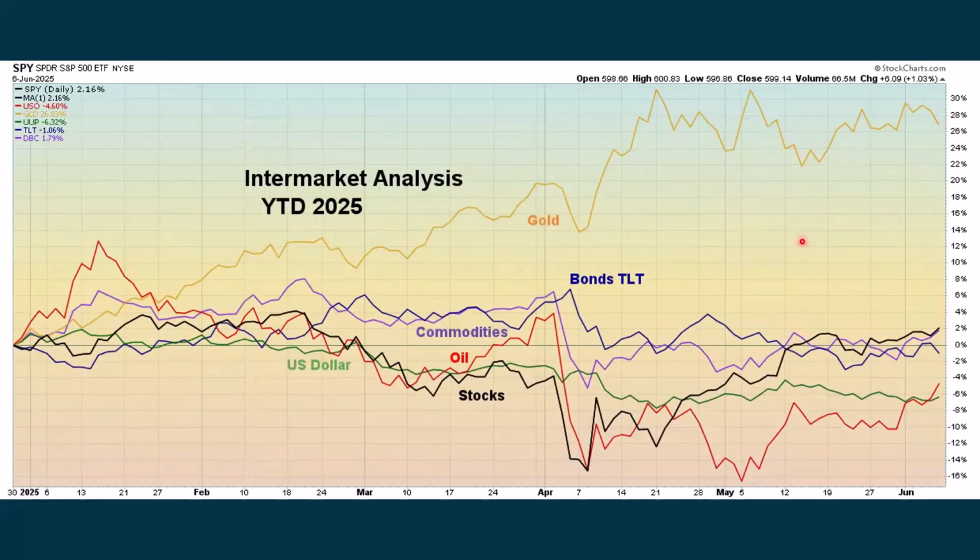Here's the intermarket analysis chart. Even though gold has been coming down, it's still the best performing asset. Stocks are now in second place, followed by commodities. Bonds have now shifted over to negative based on price year to date, where oil has been coming back up. And now we have the dollar, which is the worst performing asset currently in 2025.